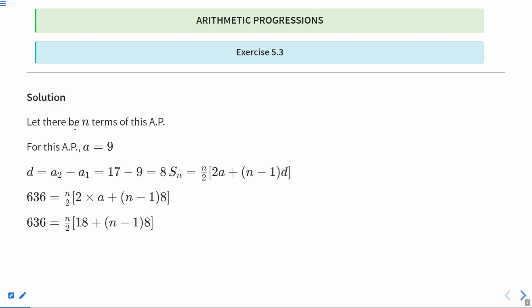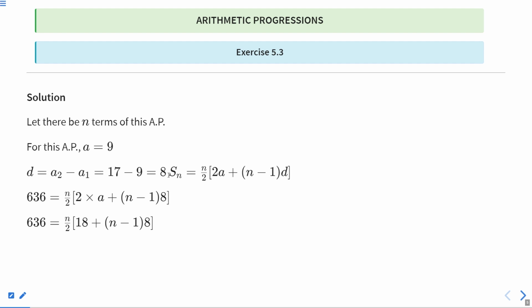Here we let there be n terms of this AP. And for this AP, the first term a is 9. And the common difference d is equal to a2 minus a1, which is 17 minus 9, and this is equal to 8. And we know that the sum of the first n terms of an AP, that is Sn, is equal to n by 2 times 2a plus n minus 1 times d.